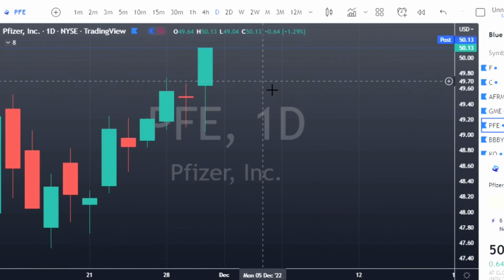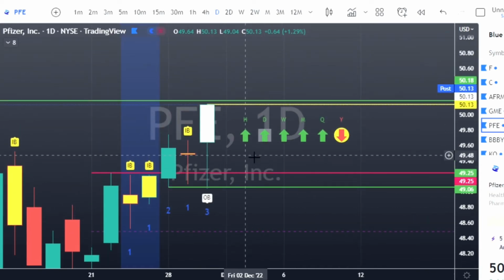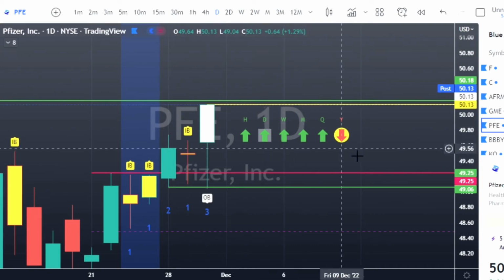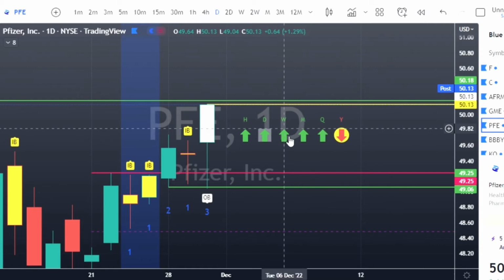Pfizer, again, same kind of setup. We have an outside bar, hammer candle. Time frame continuity looks really, really good. We're 2 up on the week. That's what this pink line is. So we've got buyers right across the board on all time frames outside of the year. We're going to look for calls at $50.13, first target at $50.18.